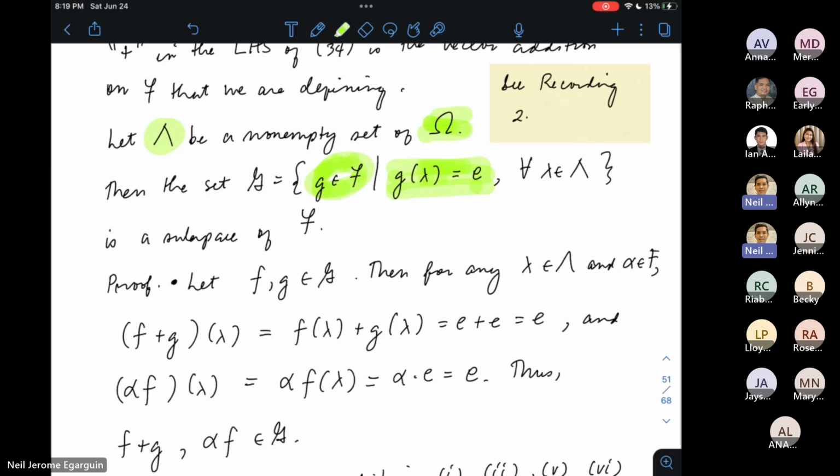Right? So, i-define ko ang set G to be set lang ng lahat ng functions na ang function value ng mga members ni lambda ay equal kay zero vector. So, kinukuha ko lang yung mga function na ina-assign lahat ng elements ni lambda dun sa zero vector. And I want to prove that this is a subspace of F.